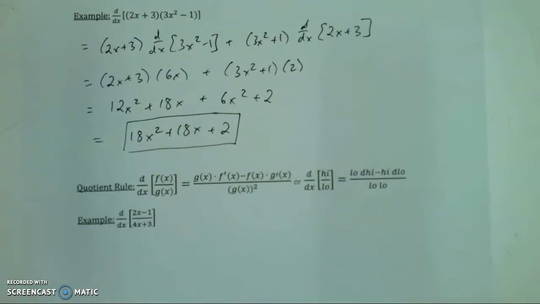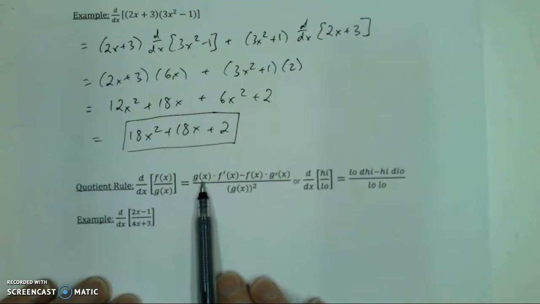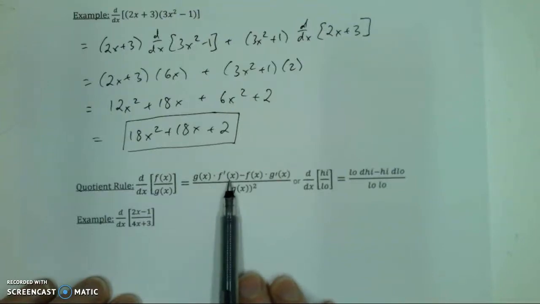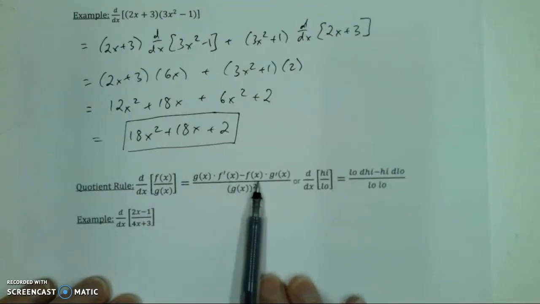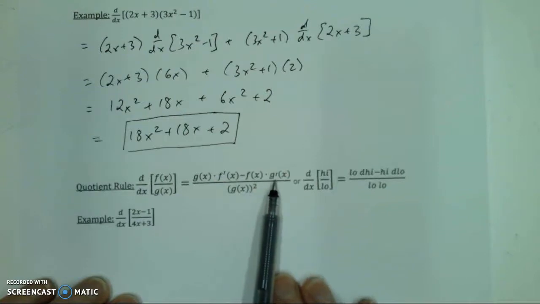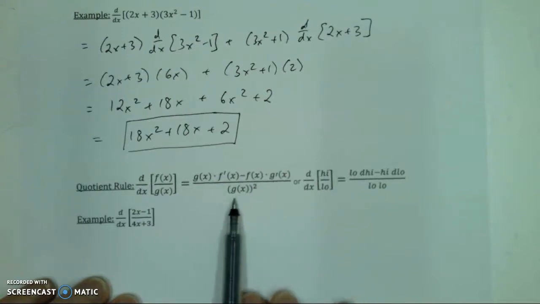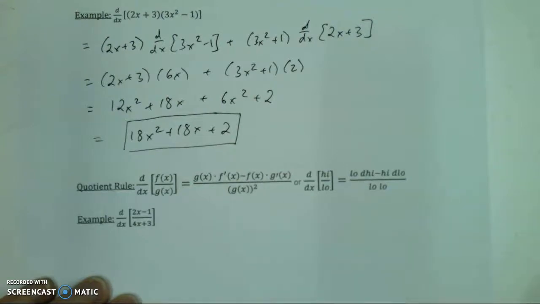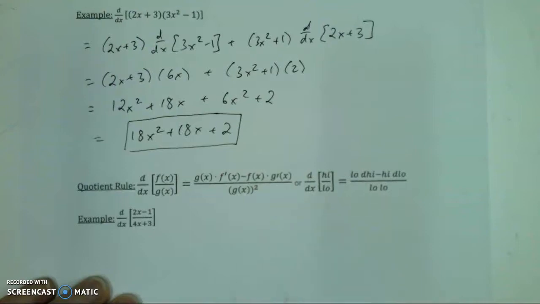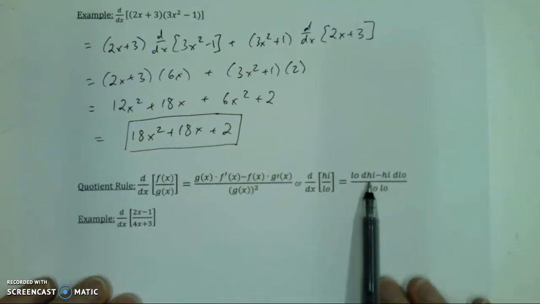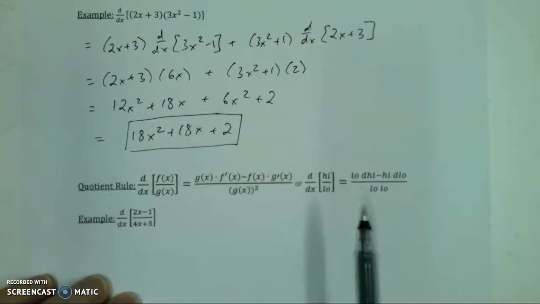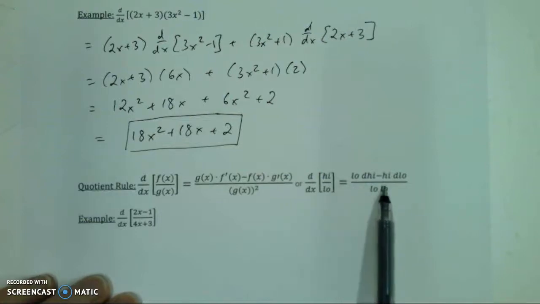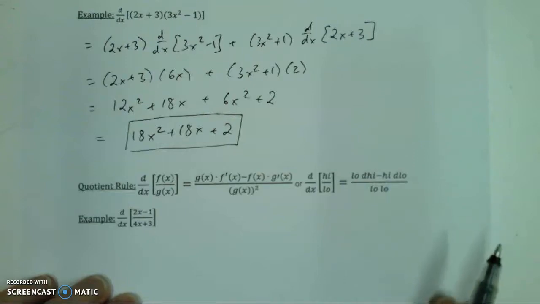Now let's look at our quotient rule, so where I've got division. So formally, I've got the denominator as is, times the derivative of the numerator, minus the numerator as is, times the derivative of the denominator, all over my denominator squared. If I think of my numerator as high and my denominator as low, and everywhere I've got a d there, that means the derivative, I can think of it as low d high minus high d low all over low low, which is a little easier to remember.